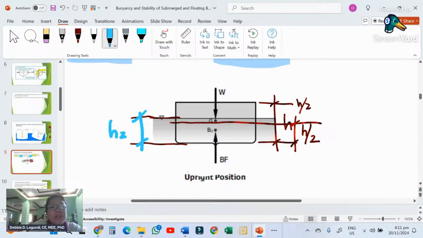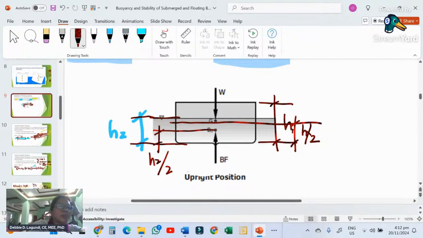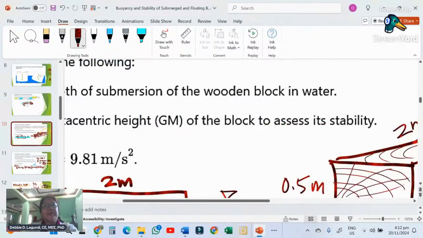I will call this one H1. Then here will be the center of buoyancy BO. The center of buoyancy will be H2 over 2. You got it? Very good. All right, so let's proceed to an example.